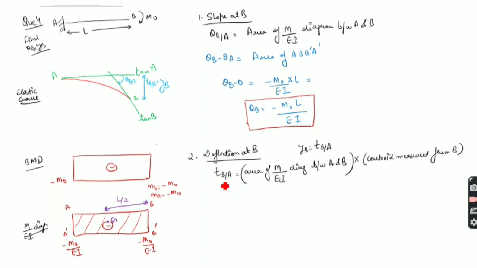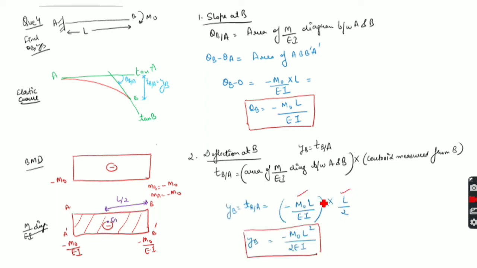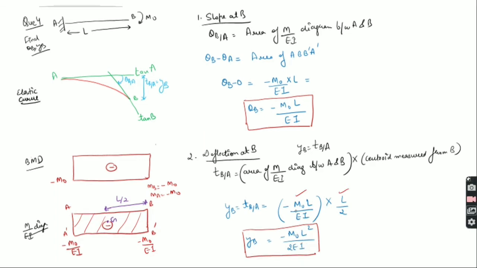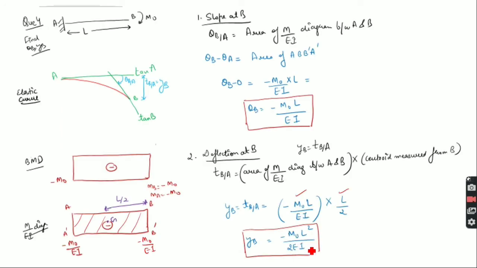And for calculating deflection, we will again use TBA, which is equal to YB. So for this, we multiply this area with the centroid measured from B. So the centroid of this rectangle will be at L by 2. So we will get area into centroid, which is measured from B. So it will be minus M naught L by EI into L by 2, because the distance of the CG from B is L by 2. YB is minus M naught L square by 2EI. Okay, so this is how we solve different questions for slope using the moment area theorem.